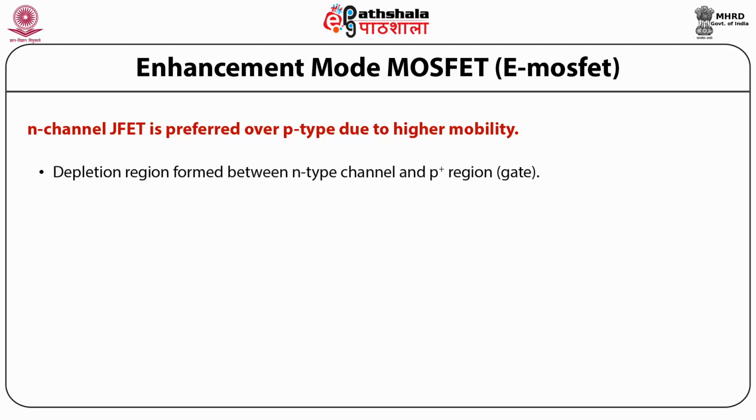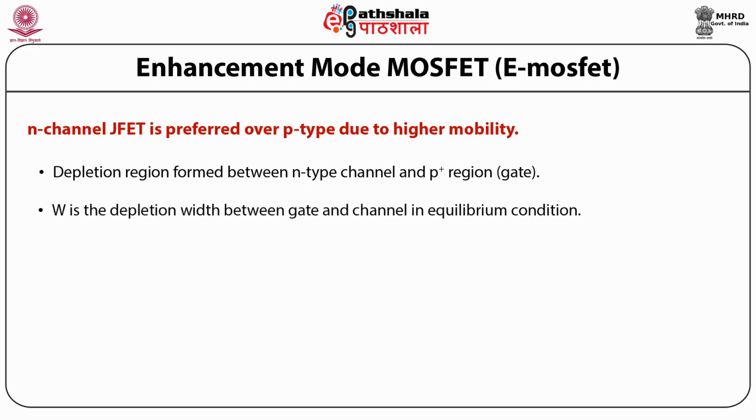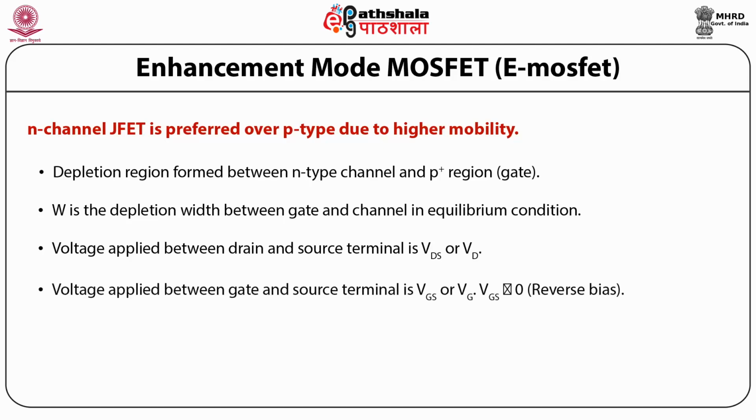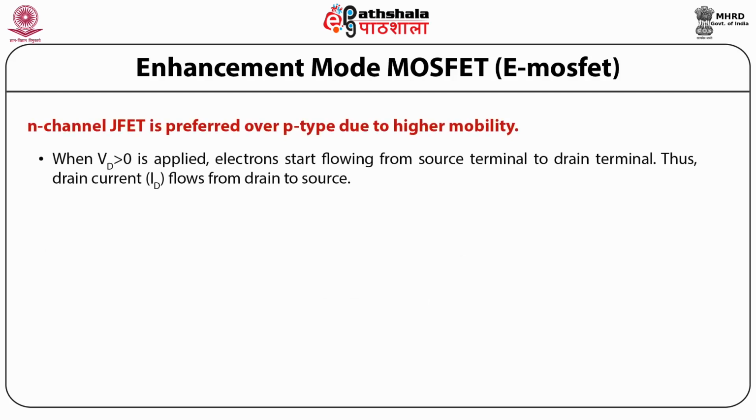Depletion region is formed between the N-type channel and the P plus region gate, and the width of the depletion region is represented by W between the gate and the channel in equilibrium condition. The voltage applied between the drain and the source terminal is VDS, or we can represent it by VD. The drain is at positive potential with respect to the source. The voltage applied between the gate and the source terminal is VGS or VG. It is less than or equal to 0, reverse biased. When VD greater than 0 is applied, electrons start flowing from source terminal to drain terminal. Thus, the drain current ID flows from drain to source.